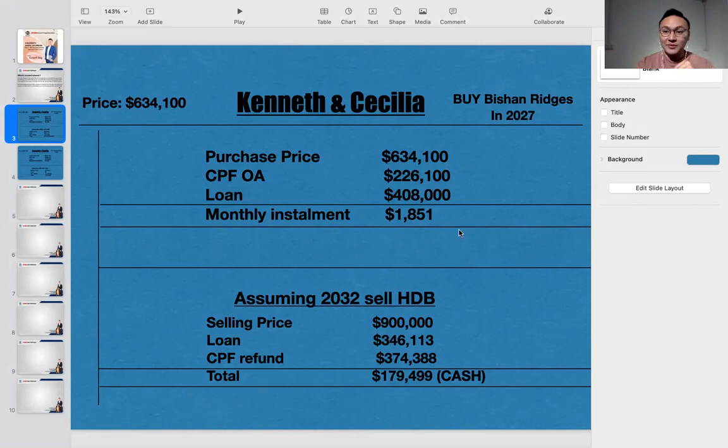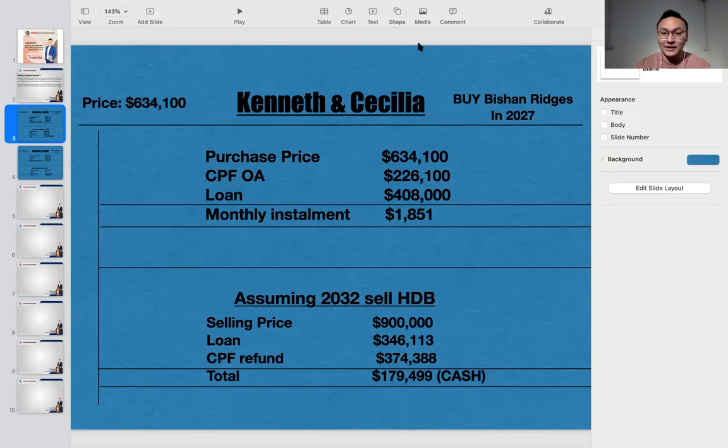Assuming that we sell the flat after we reach our MOP for the BTO, which is 2032, today I will use a very conservative selling price of 900,000. When we sell our flat when it hits its MOP, we'll have an outstanding loan of 346,000, and we will need to refund back our CPF 374K.